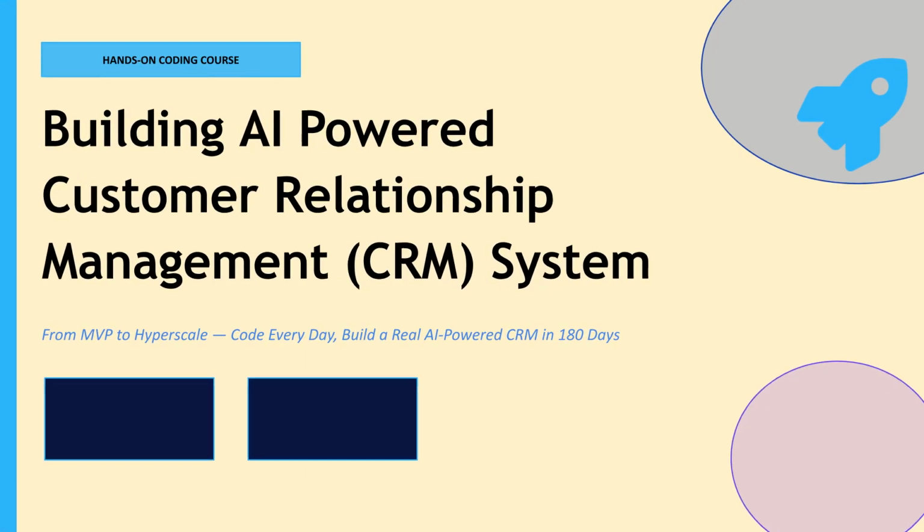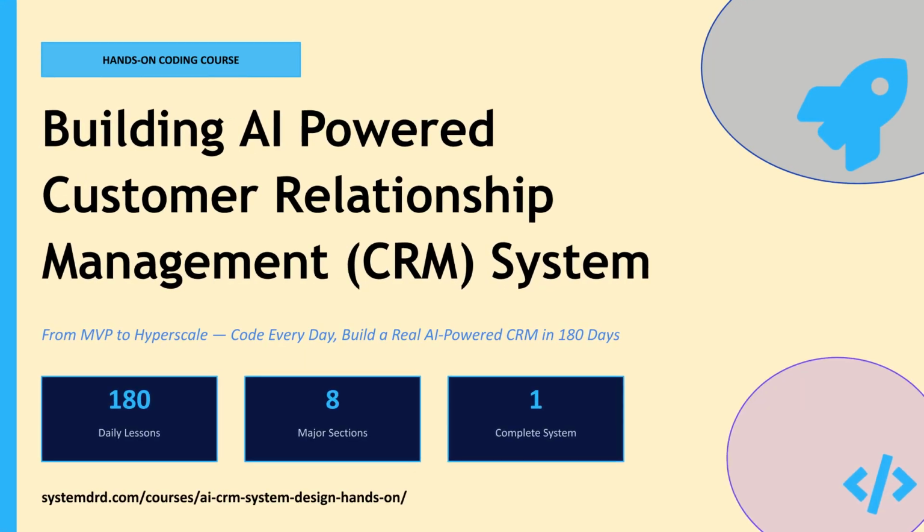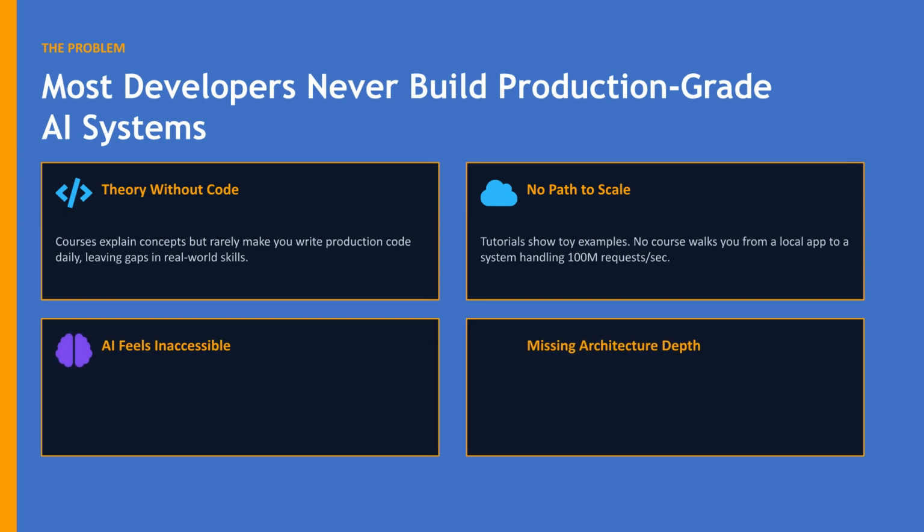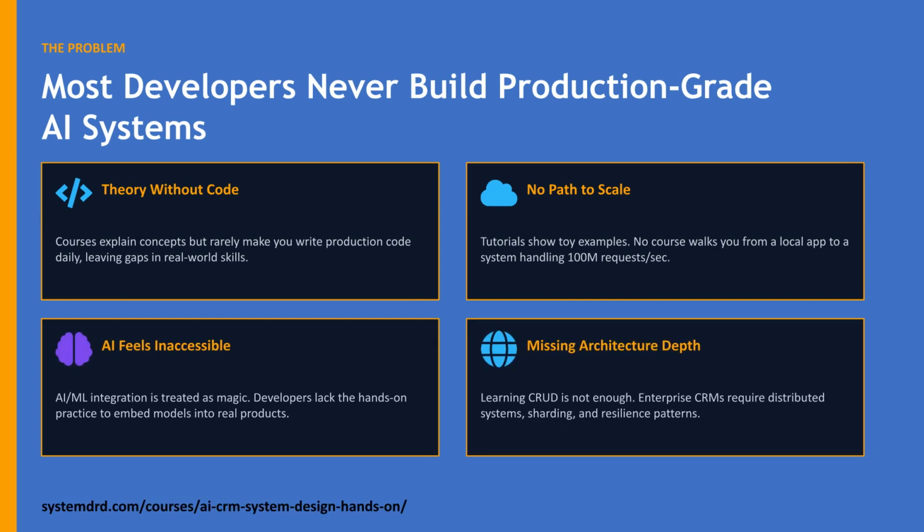Welcome to the Hands-On Coding course, building an AI-powered customer relationship management, or CRM system. This journey takes you from an MVP to a hyperscale system, with 180 daily lessons and 8 major sections, resulting in one complete system. Too often, developers face gaps in building production-grade AI systems, encountering challenges like theory without real code, no clear path to scale, AI integration feeling inaccessible, and missing crucial architecture depth like sharding and resilience.